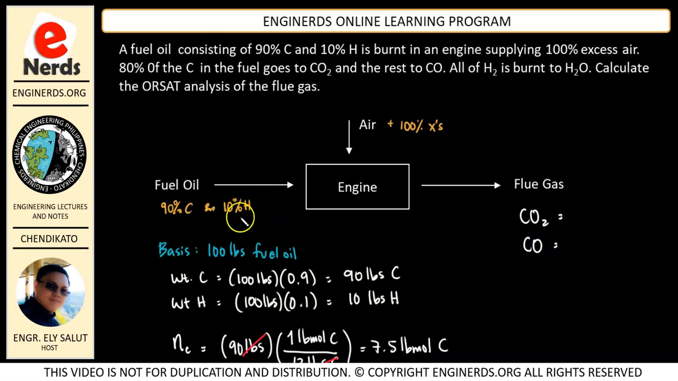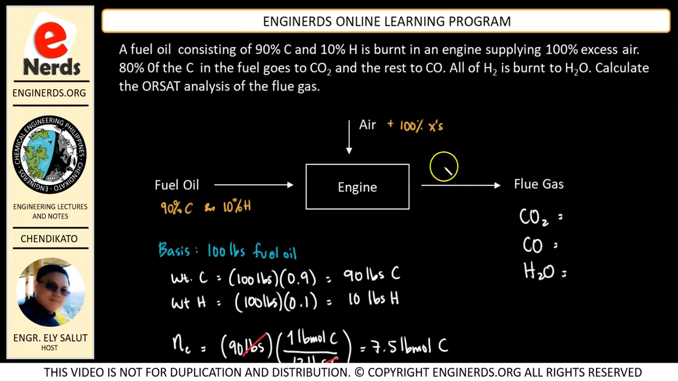All of our hydrogen in the fuel oil is converted to H2O. So, wala tayong H2 dito sa ating flue gas, because everything is converted to water. And then, meron tayong pumapasok na air. So, we have theoretical air na kailangan natin for complete combustion, pero nagbigay tayo ng excess air in order to ensure na magkakaroon tayo ng complete combustion.